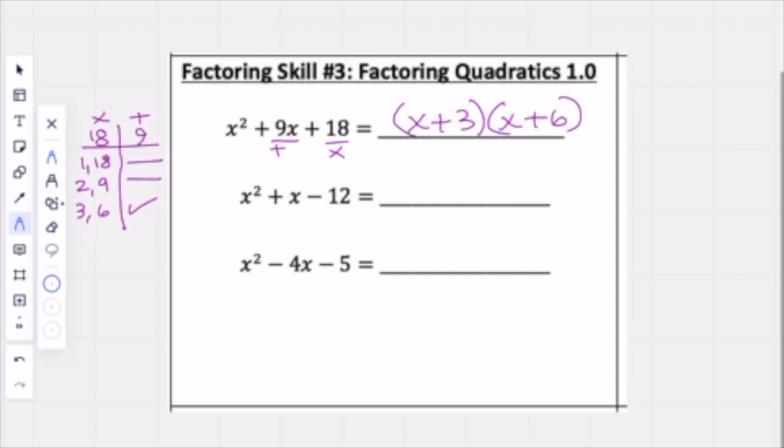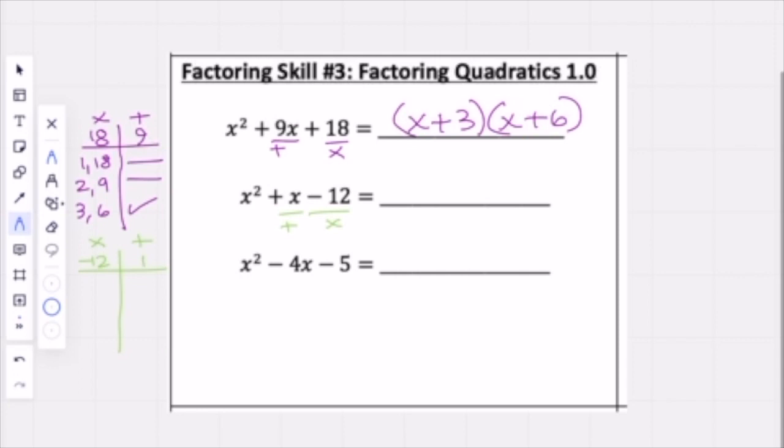Okay, next example. We have x squared plus x minus 12. Let's go ahead and find values that multiply to make negative 12 and add to make positive 1. All right, let's set it up. Now, often you can just do this in your head. But if you get stuck, we're thinking about it in this way. And having a method for us to think about it allows us just to organize our thoughts.